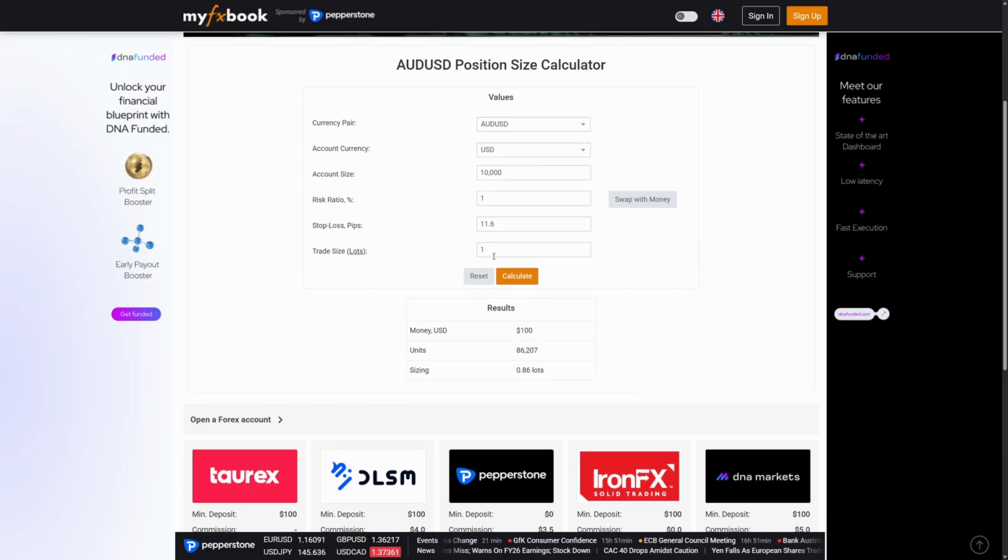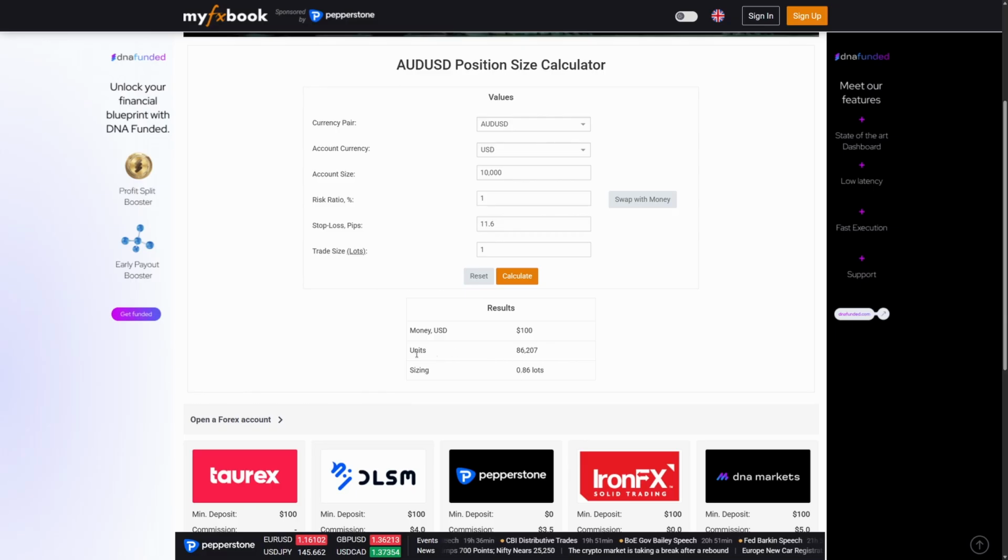This area, you leave it open because it has not asked you to fill anything. It was already filled. So once you press calculate, it will tell you the money you're risking is just $100, because $100 is equivalent to 1% of the 10,000 overall account that you have. So this is the money you're putting to risk, because you just wanted to risk only 1%.